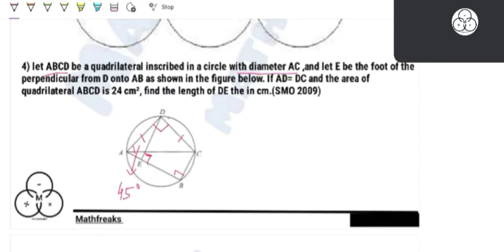And the area of the quadrilateral ABCD is 24 centimeters square. Find the length of DE in centimeters. Okay. This is a very nice question, but we can solve it with the objective approach in a really short span of time. We do not know anything about ABC, right? We know that this is only 90 degrees. This is the condition. And DE is the perpendicular dropped from D onto AB.